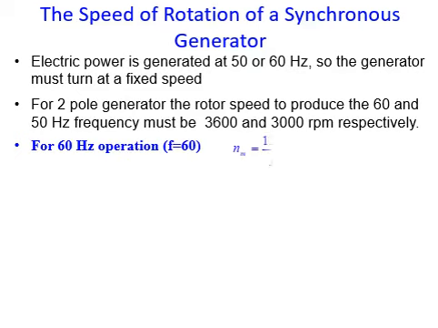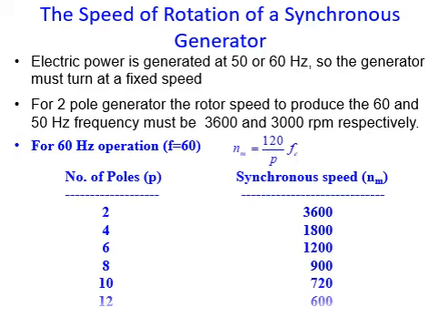So we calculate some values according to different numbers of poles. We can calculate different synchronous speeds Nm. Since we know the formula for Nm, by putting the number of poles in the equation for variable p, and putting the value of the frequency fe, we can easily calculate the synchronous speed.